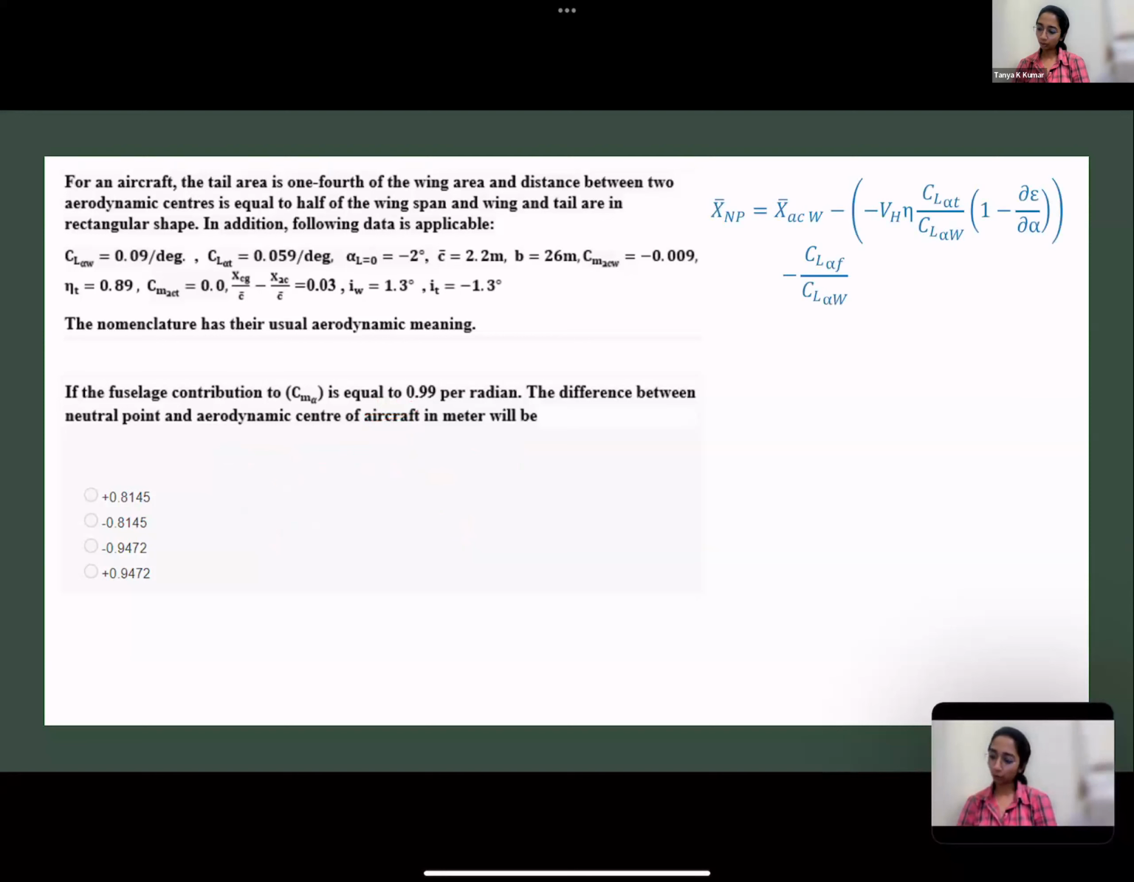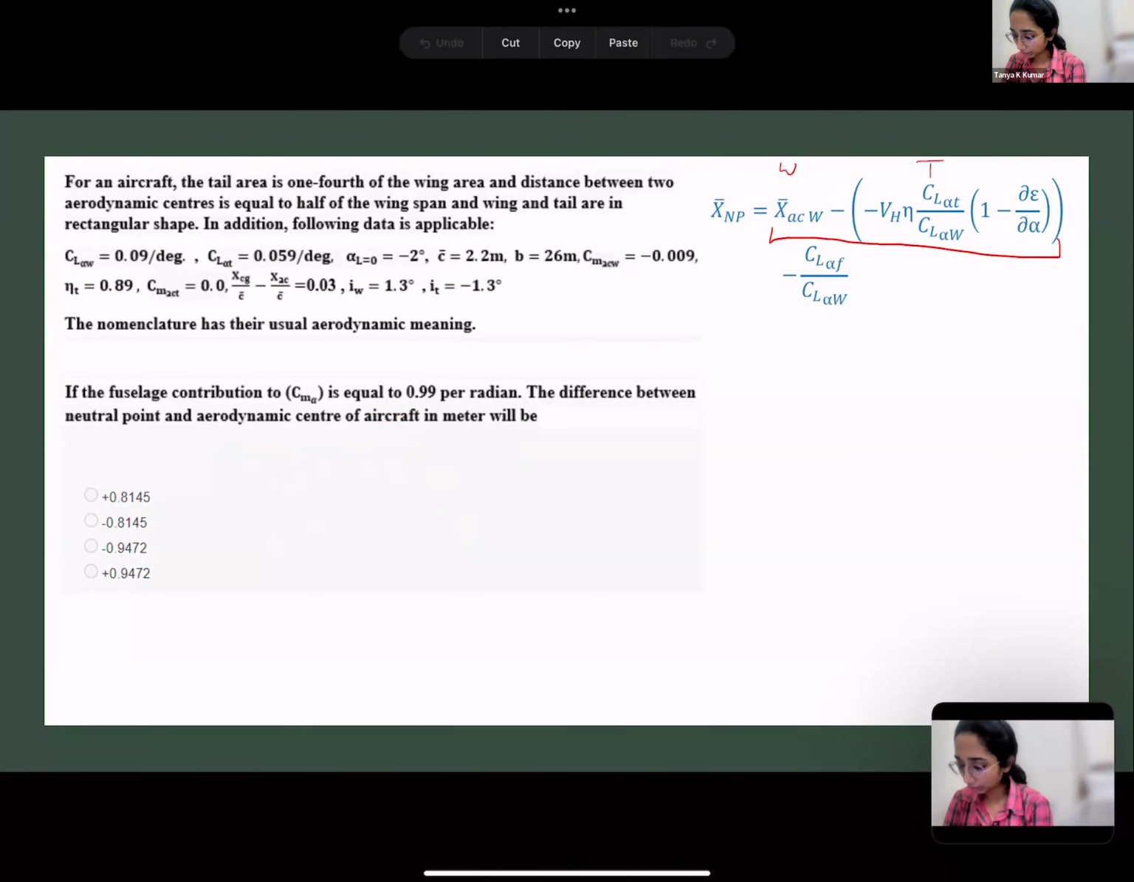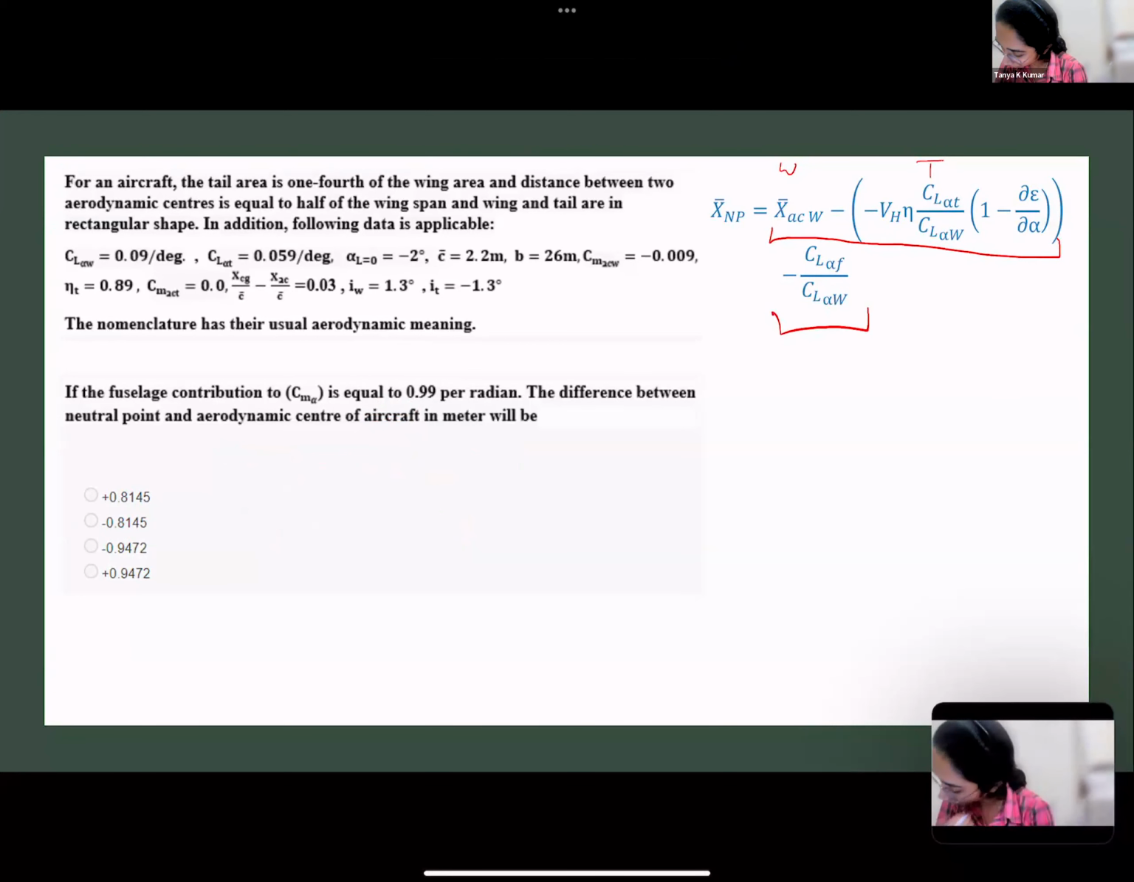Let me show you. So this is the formula. What we had studied till now was just this part. This is the wing contribution. This is the tail contribution. Now that you have a fuselage, this new quantity is added. How? Let me just tell you.